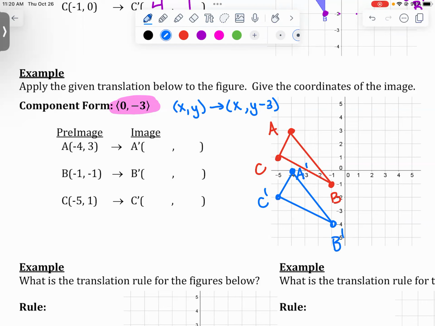What are our coordinates? -4, 0, -1, -4, and -5, -2.